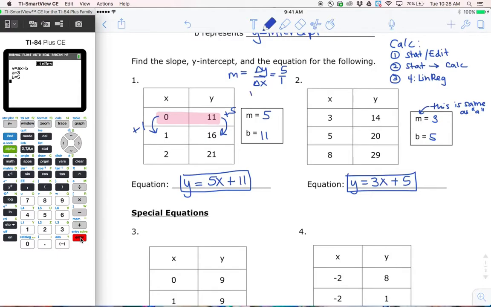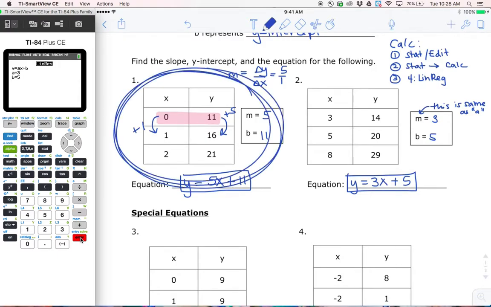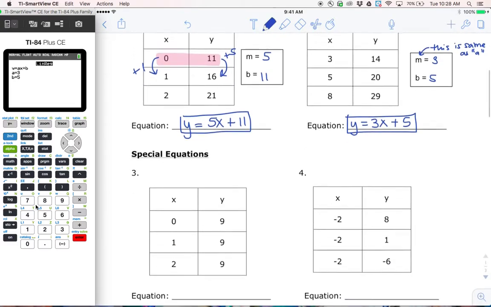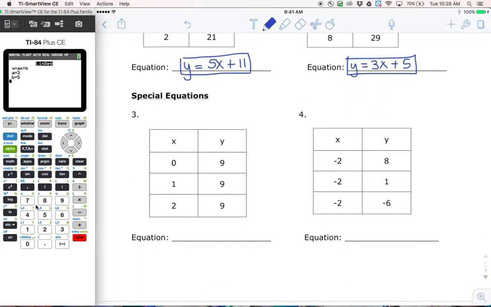We could have totally done that with the table in problem 1 as well. From now on, when we get a table, most of us are probably just going to do stat edit. I know it seems like this took me a long time, but once we start doing it, it's really pretty fast. Now it doesn't always work. Let's take a look at problem number 3.